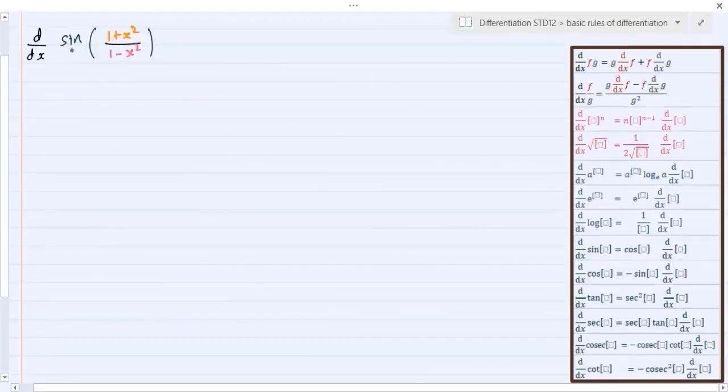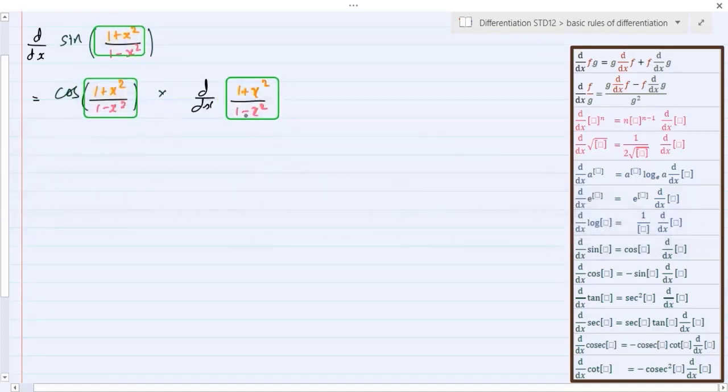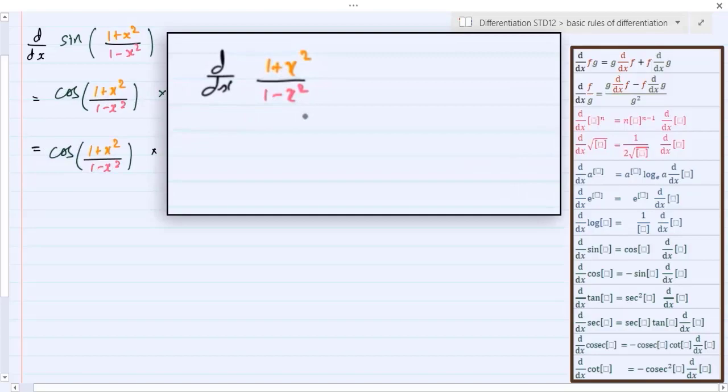In this question, we have to differentiate sine of 1 plus x square upon 1 minus x square. As you can see, sine is the outer function, so rest of the functions will be considered within the box. So we just have to differentiate sine box, which is simply cos box into d by dx of box. Now within the box we have 1 plus x square upon 1 minus x square. In second step, cos of 1 plus x square upon 1 minus x square will be as it is, and to differentiate 1 plus x square upon 1 minus x square, we should use division rule.